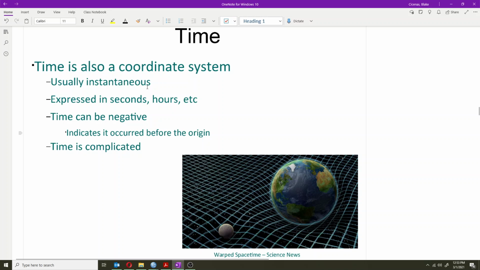And finally, time. Time is also a coordinate system, and it's usually instantaneous. We express it in seconds, hours, etc. There's all sorts of things you can do. And time can be negative. It indicates that it occurred before the origin.